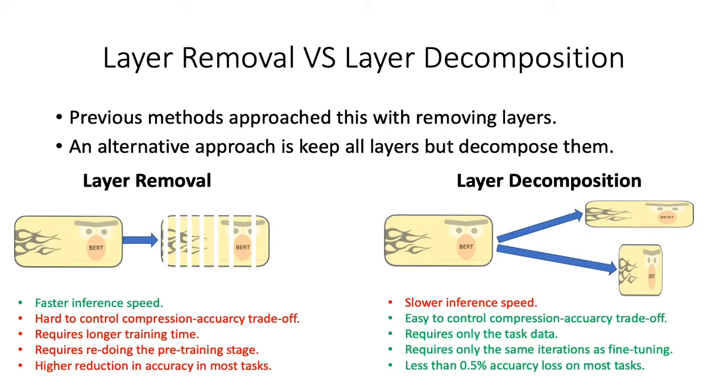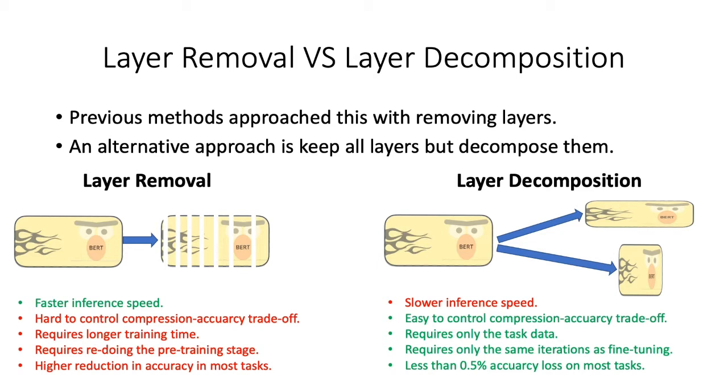So how does the decomposition differ from previous approaches for pre-trained language model compression? Previous approaches suggested to remove certain layers of the model. Here we keep all the layers, but we decompose them. Although layer removal does achieve faster inference speeds, the main problem is that it's very hard to control the compression accuracy trade-off. For example, if we only wanted to remove a small number of parameters from the model, we had to remove an entire layer to do so.